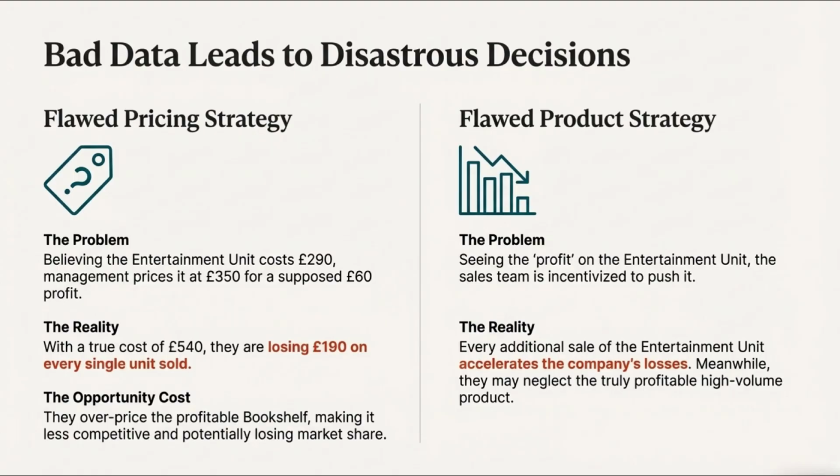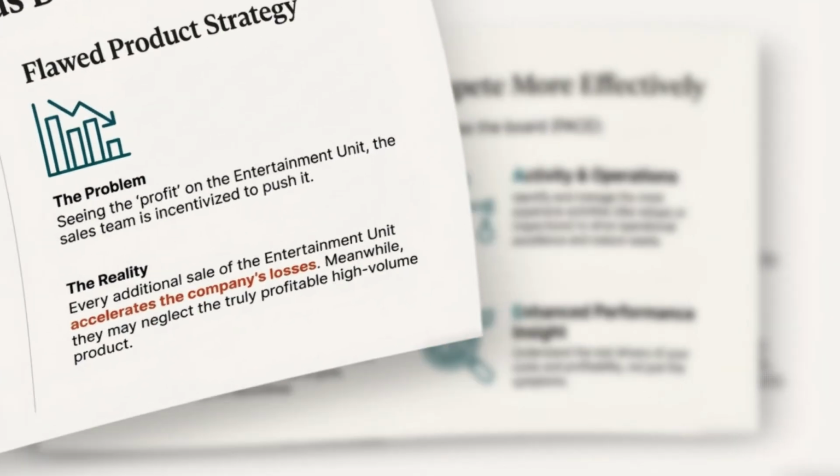Second, product strategy. The sales team, seeing the apparent profit on the entertainment unit, might be incentivized to push it hard. Great margin on those units, let's sell more. But every additional sale of the entertainment unit actually accelerates the company's losses. Meanwhile, they might neglect the truly profitable, high-volume bookshelf. This is the real danger of cost distortion. It doesn't just give you wrong numbers. It leads you to make exactly the wrong decisions, pursuing unprofitable products while neglecting profitable ones.